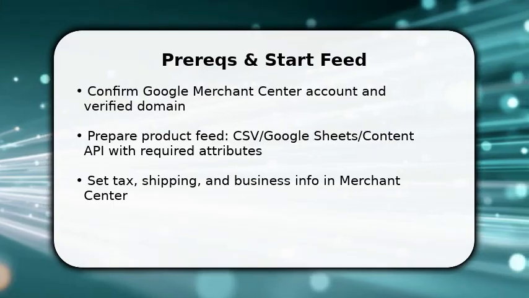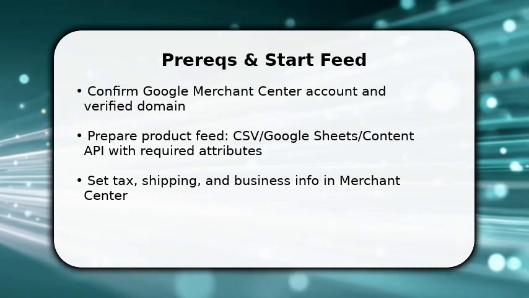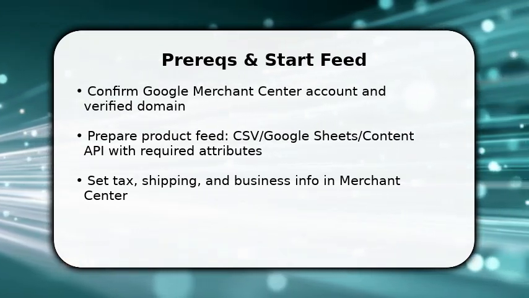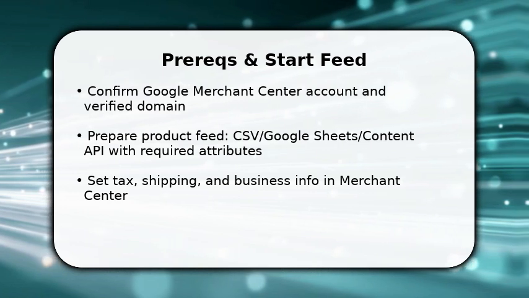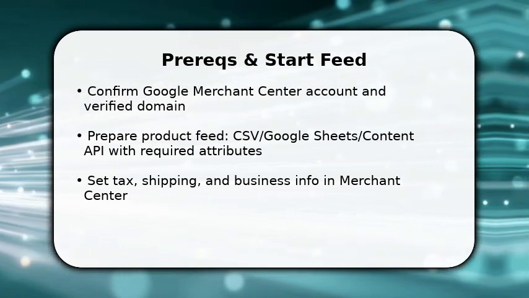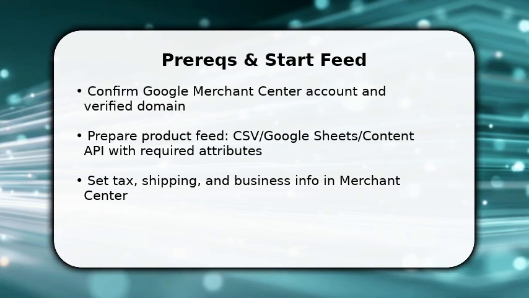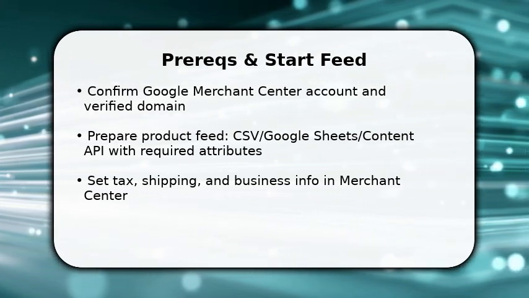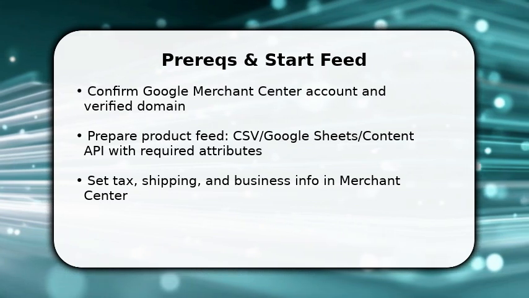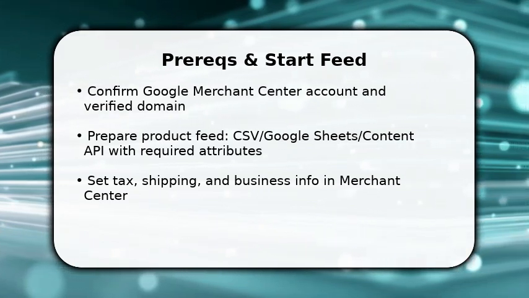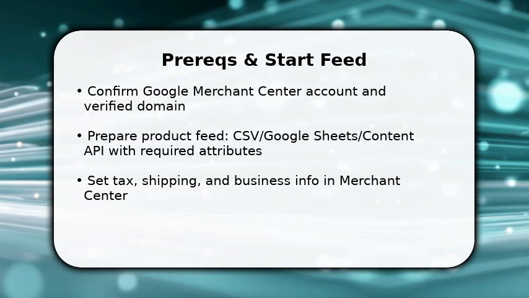You begin by confirming merchant account and domain verification so your listings can appear. Do that first. Next, prepare a product feed using CSV, Google Sheets, or the Content API. Include ID, title, description, price, availability, GTIN. While uploading, set tax and shipping rules and confirm business info in Merchant Center.